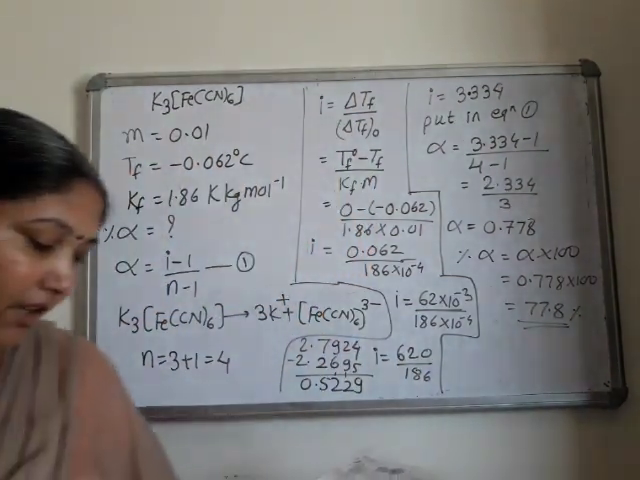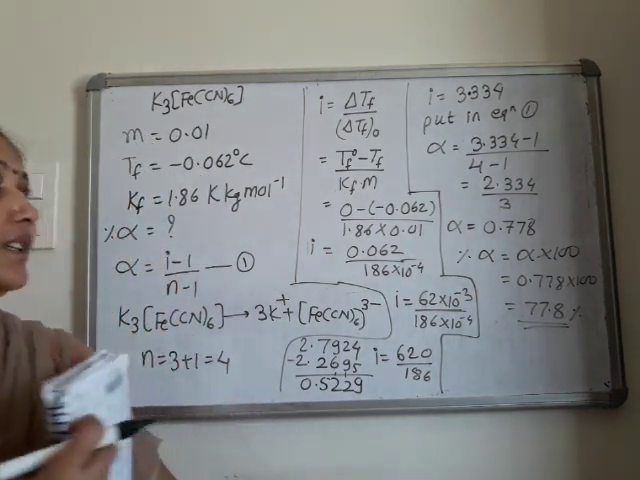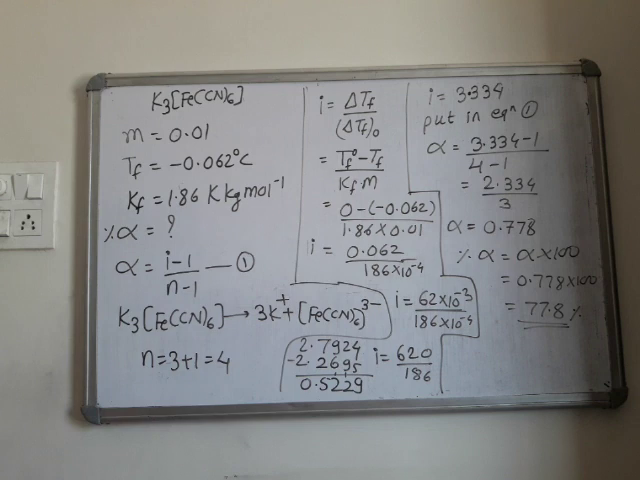Okay. Percent alpha is 77.8%. Write it. Finished? Next question.